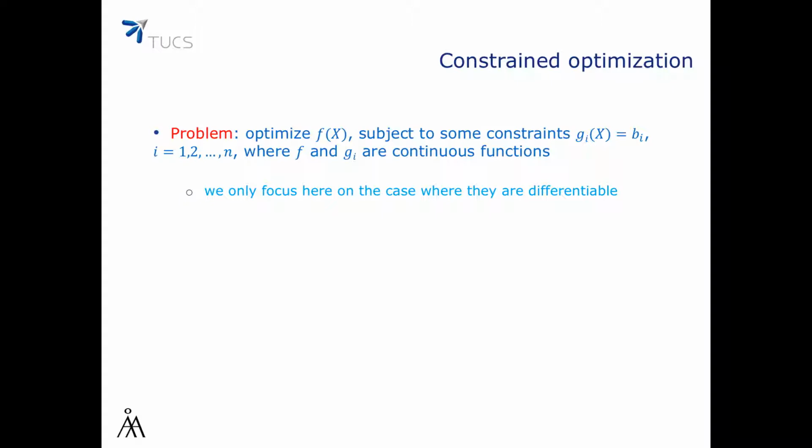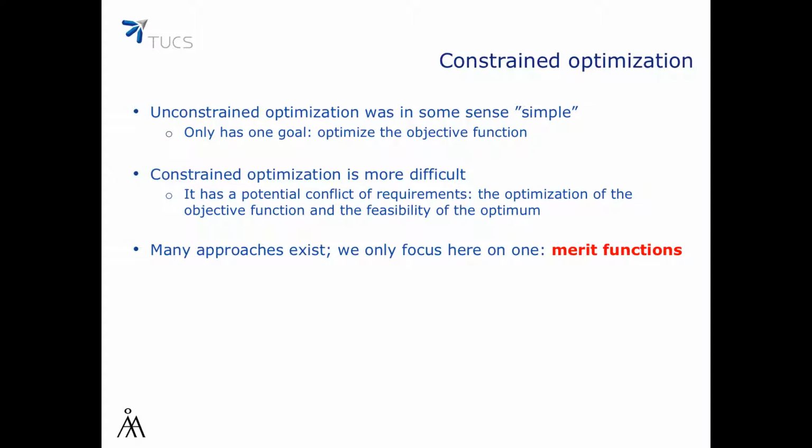We only discuss here the case where all these functions are differentiable. This is the case that is most often found in practice, and we can apply to it techniques based on calculus as we have done in previous videos. The unconstrained optimization was in some sense simple because it only has one goal: to optimize the objective function. Constrained optimization is more difficult because it has a potential conflict of requirements: the optimization of the objective function and, at the same time, the feasibility of the optimum.